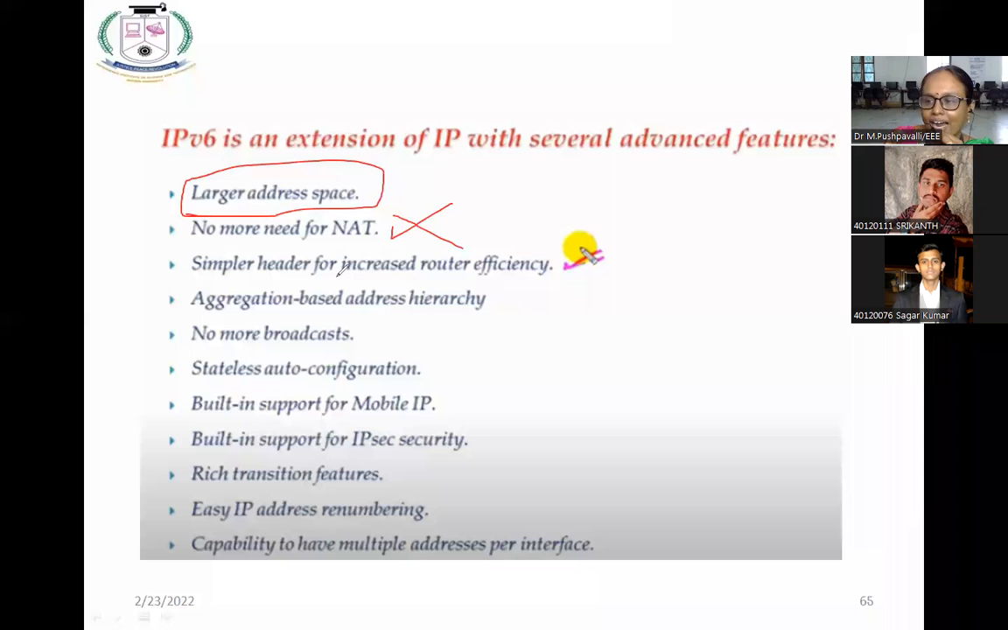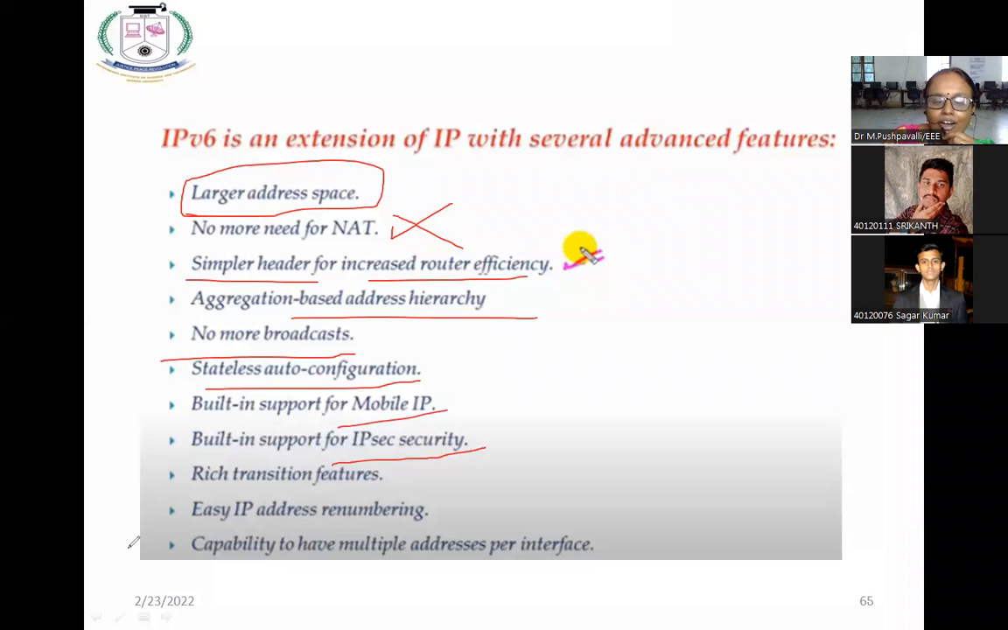Simple header, not like that. There we have version, header length, type of service, identification. It's not like that. It is a simple header where we can understand easily, and it increases the router efficiency. Because every time the router has to look up the ID, and which is my neighboring ID, and how my packet has to be delivered. But with IPv6, the router can identify by this simple header. This is based on address hierarchy. Okay, no more broadcast. Okay, stateless auto configuration. Then built-in support for mobile IP, security, okay, rich transition features, easy IP address renumbering.